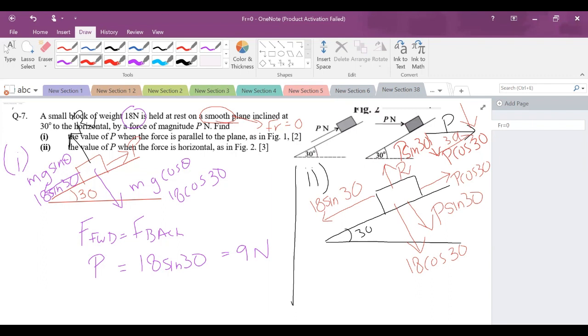Now we have to find the value of P when the force is horizontal, so find P again. This time, P cos 30 should be equal to 18 sine 30. Forward force is P cos 30, equal to backward force, which is 18 sine 30. So P will be 18 times sine 30 divided by cos 30, which comes out to be 6 root 3.